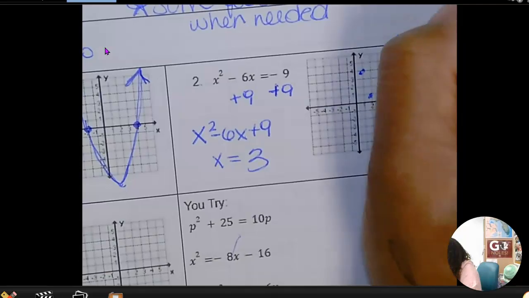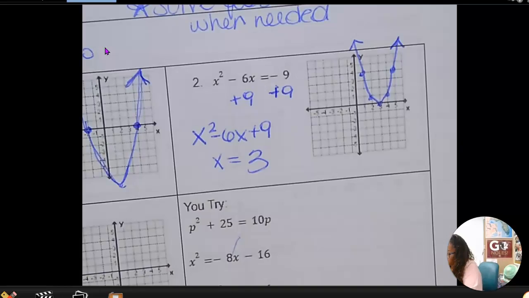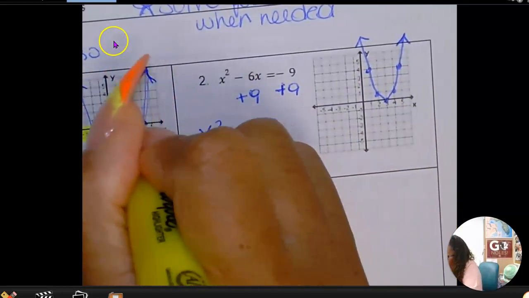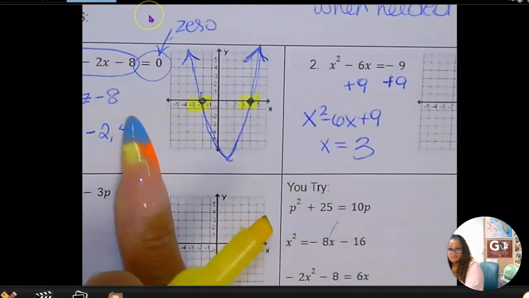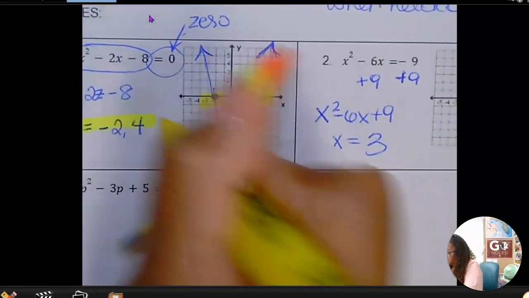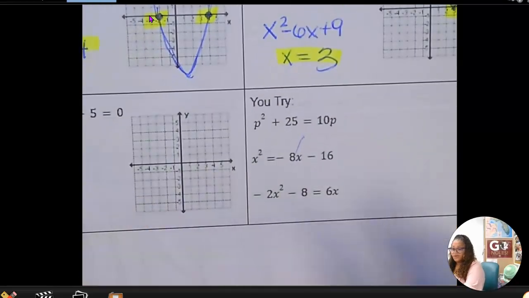Graph. And again, my solutions are on the x-axis. Just one solution here, 3. Over here, negative 2 and 4.